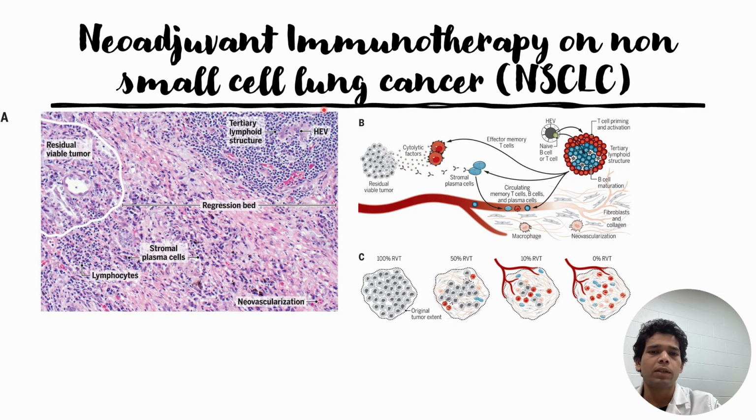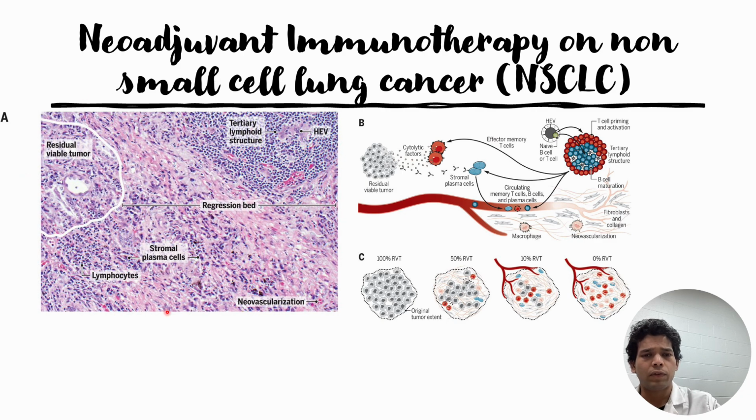Today we will discuss these neoadjuvant immunotherapy results on non-small cell lung cancer, which are shown in this figure. Panel A is the H&E staining of a patient who was treated with neoadjuvant immunotherapy, the probable mechanisms that might have occurred are shown in panel B, and the results we are expecting are shown in panel C.